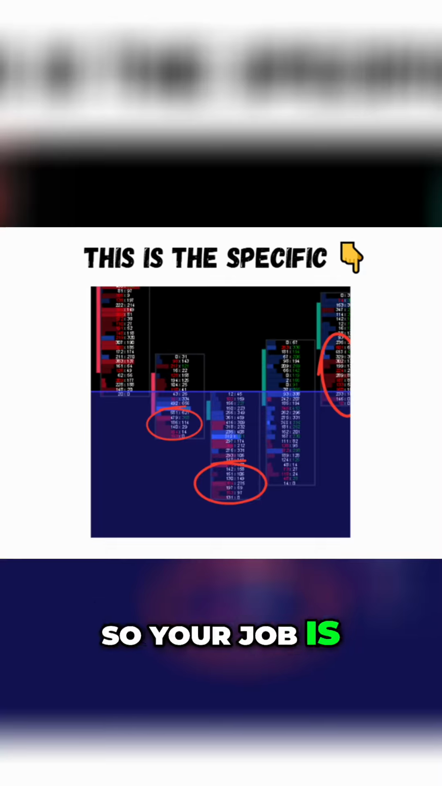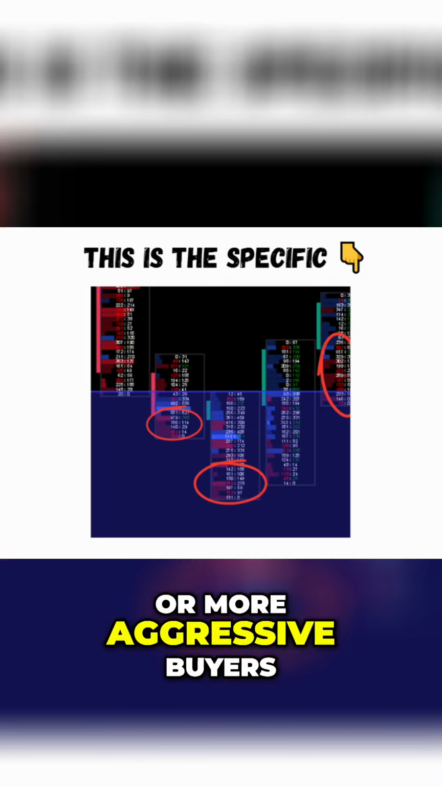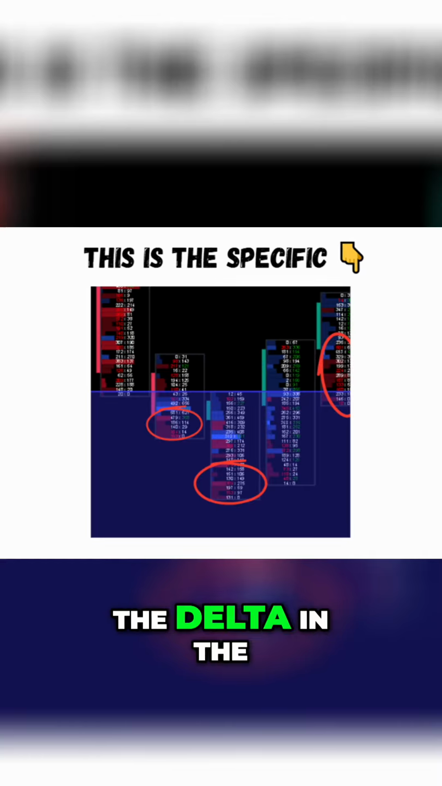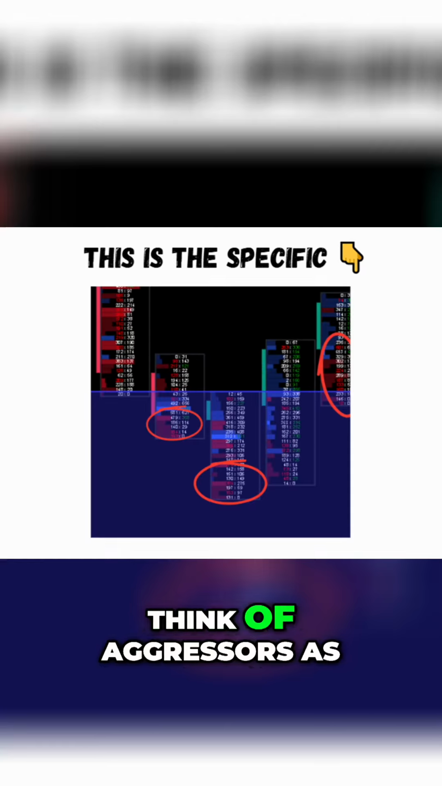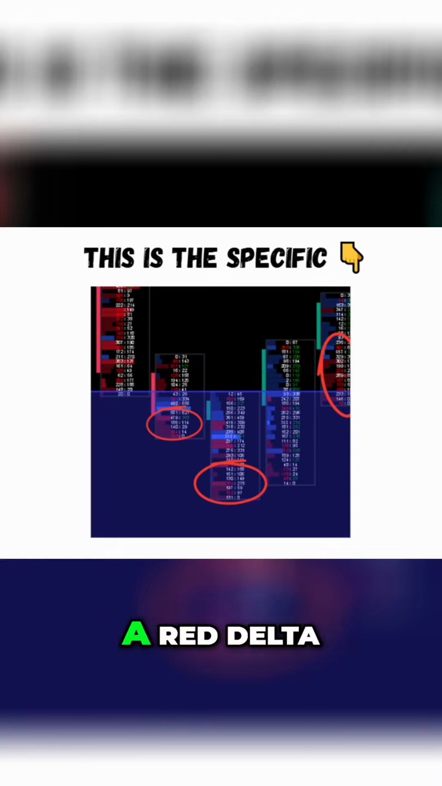Your job is to understand whether there are more aggressive sellers or more aggressive buyers, and we denote that via footprint chart delta. The delta on the footprint charts simply refers to who is being more aggressive. Think of aggressors as people putting in effort. So when you observe a red delta, this simply refers to the fact that sellers are putting in more effort.